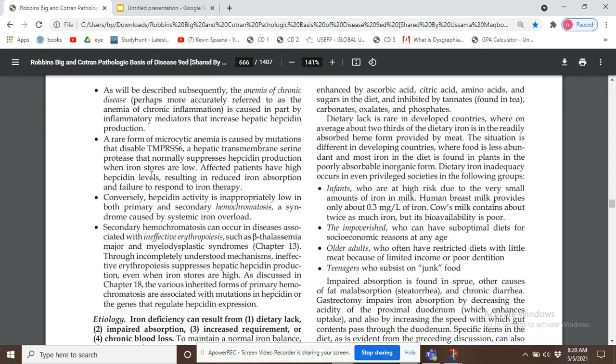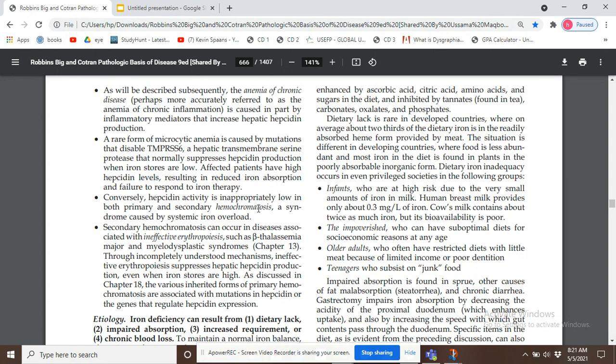Okay, when iron stores are low, affected patients have high hepcidin levels. Affected patients will have a high hepcidin level because of the mutation of this hepatic transmembrane serine protease that normally inhibits hepcidin, and when there is a mutation of this protein, hepcidin levels will go up, okay, resulting in reduced iron absorption and failure to respond to iron therapy.